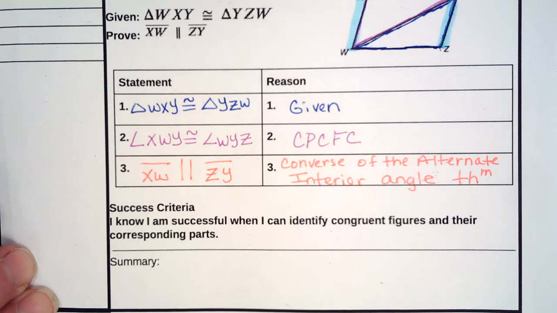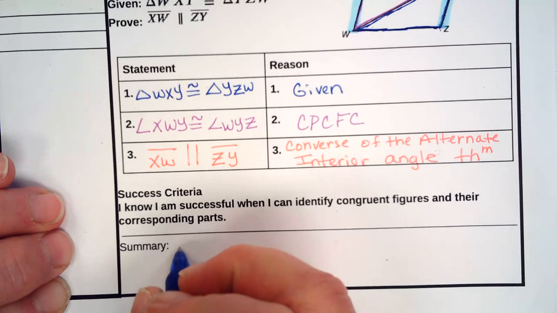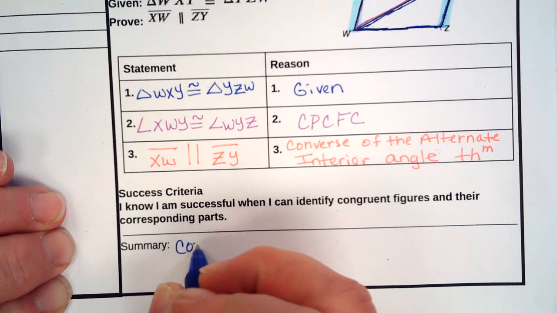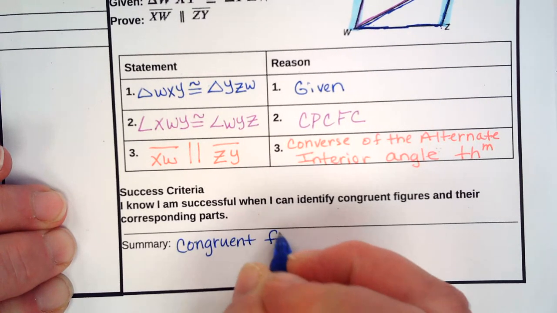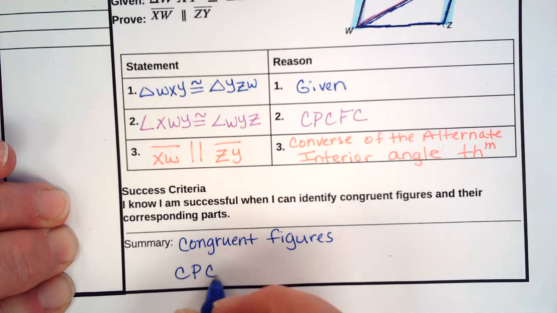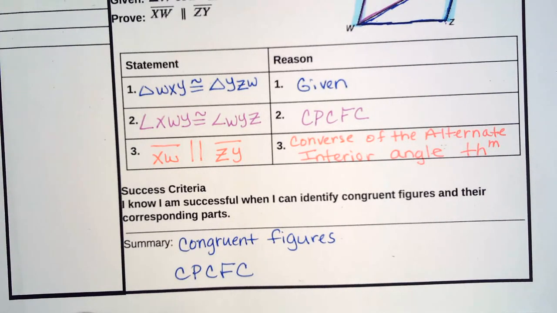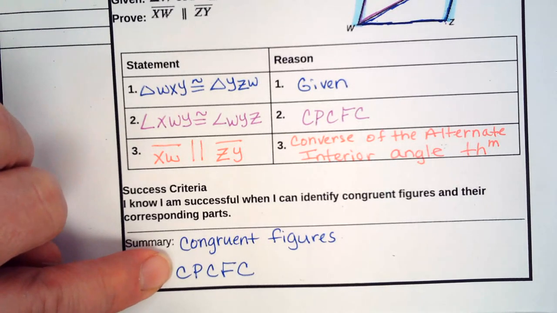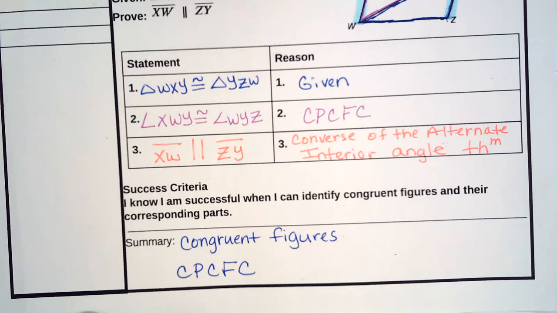So how do you know when you're successful? You know you're successful when you can identify congruent figures and their corresponding parts. So this is congruent figures, and corresponding parts of congruent figures are congruent. So see if we can remember all that. If not, by the end of the unit, you will be able to remember corresponding parts of congruent figures are congruent. But we'll be switching to triangles next.